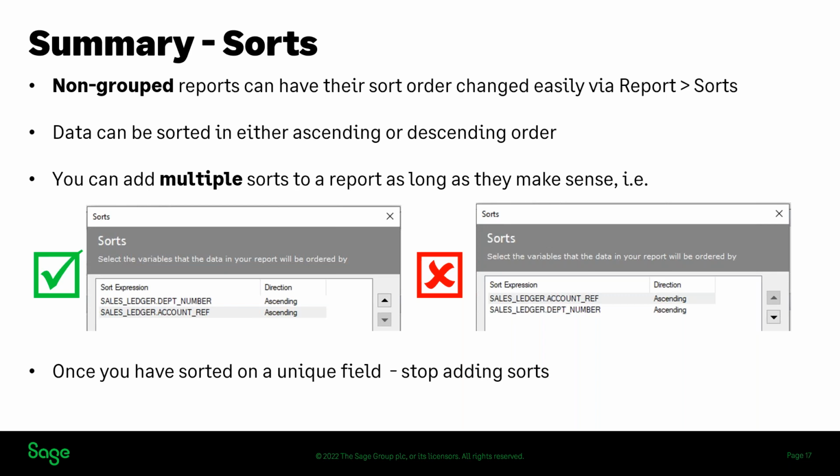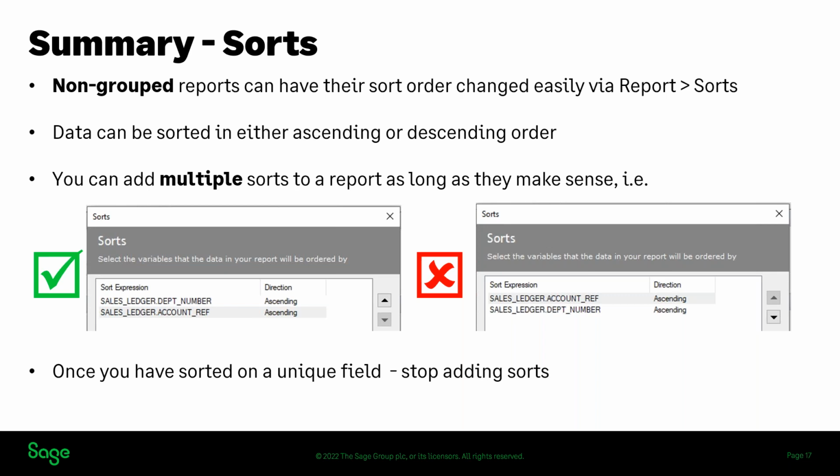We've also seen how you can add multiple sorts to the report, and you can do this as long as it makes sense to do this. So for example, sorting the customer list by department and then account reference makes sense. But sorting by account reference, then department doesn't make sense. This is because the account reference is unique to every customer, and you can't have more than one department assigned to each customer record in the program. So once you've sorted on a unique field for the data you're reporting on, you really need to just stop adding sorts because they're going to have no further impact on the order of the data on the report.